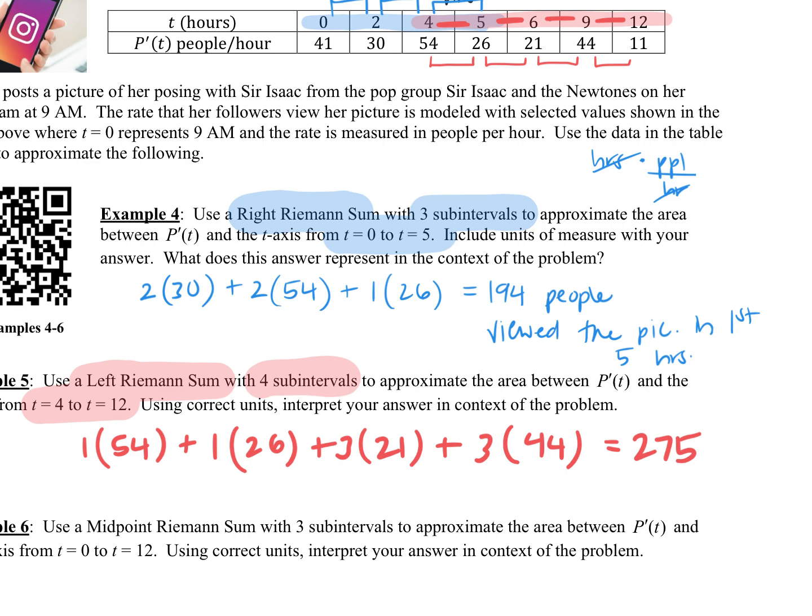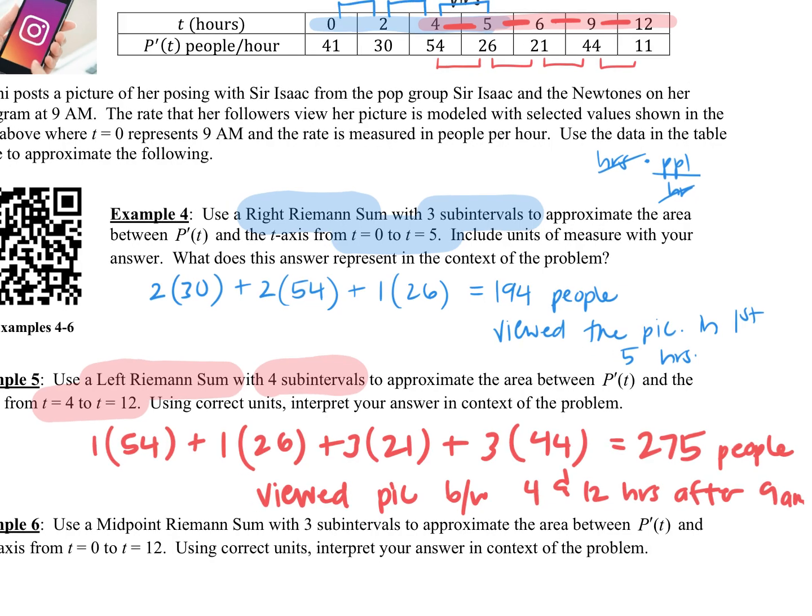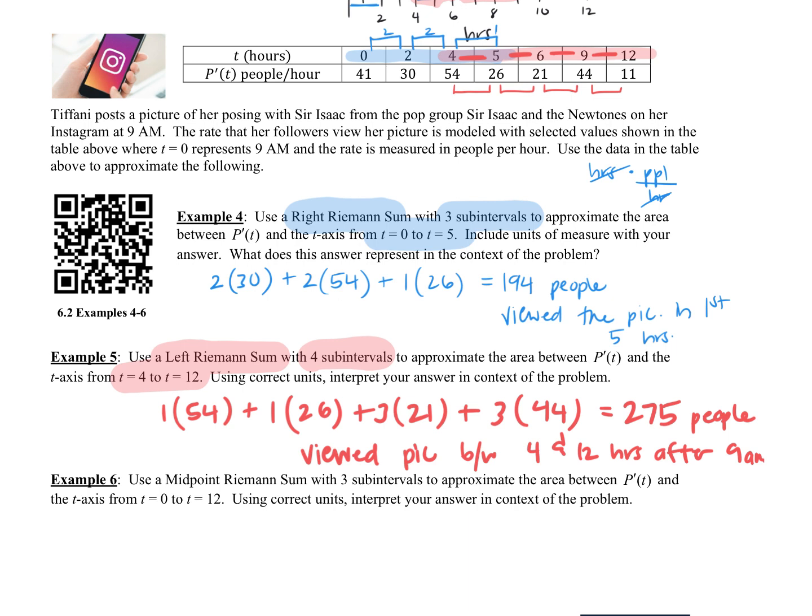Okay, and again, what does this mean in terms of the problem? 275 what? People. But more specifically, 275 people did what? Viewed the picture between 4 and 12, right? So viewed the pic between 4 and 12 hours after 9 a.m. Okay, so that was left and that was right.